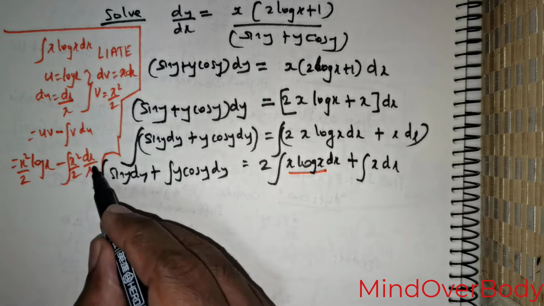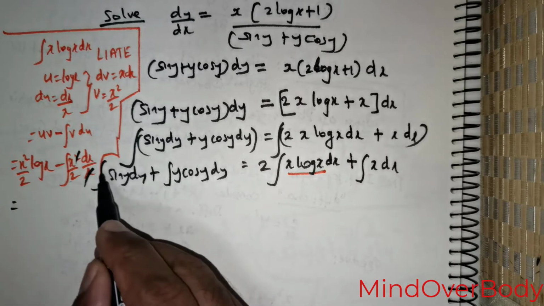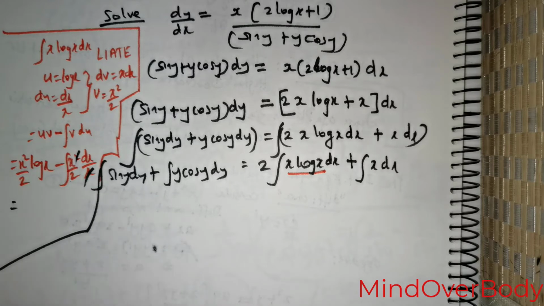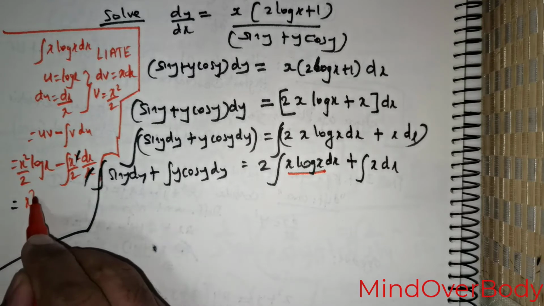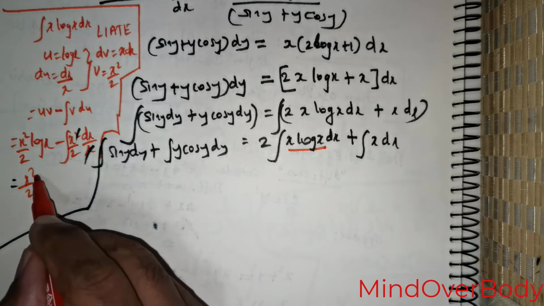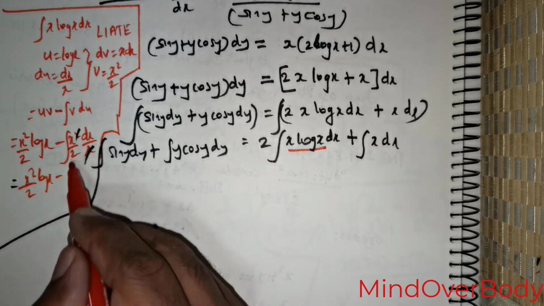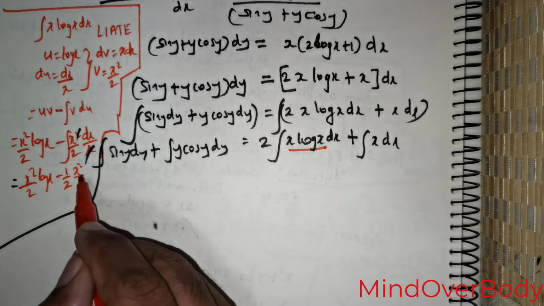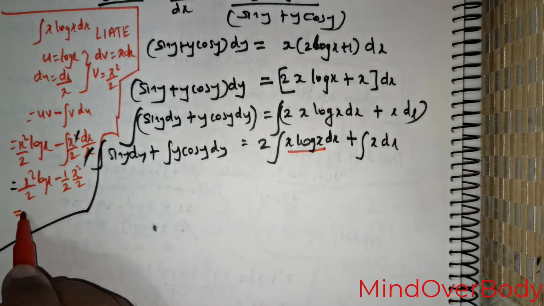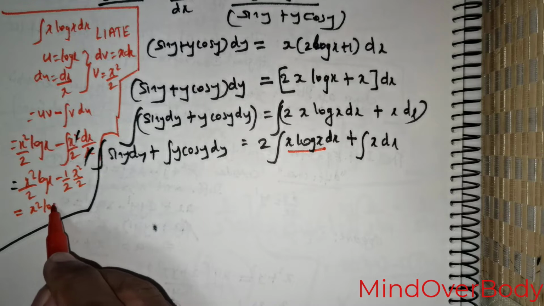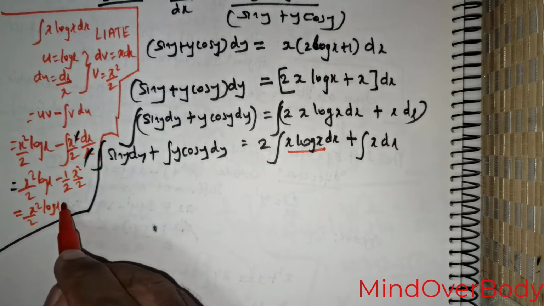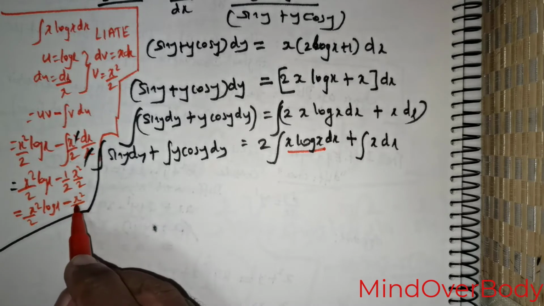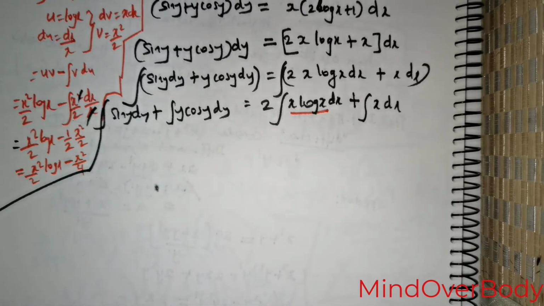So if I were to cancel an x out, this is going to give me x squared over 2 times log x, and this is going to be 1 over 2. If I were to integrate this, it is going to give me x squared over 2. So I can rewrite this as x squared times log x, negative x to the power of 2 divided by 4.